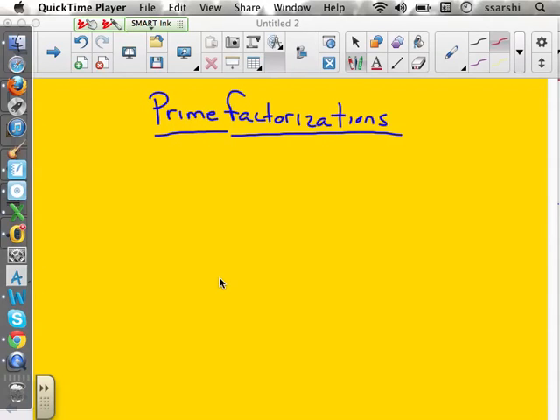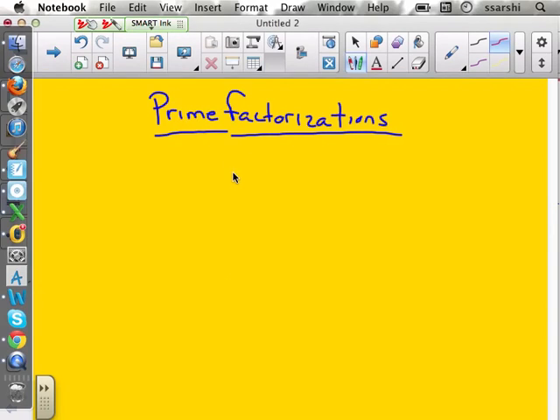This is a lesson on prime factorizations for 4th grade. If I were looking to take the number, for example, 36, and do a prime factorization for the number 36, we all know 36 is not prime because right away I can tell it's an even number, so it's divisible by 2. So the quickest way is just to do a factor tree.